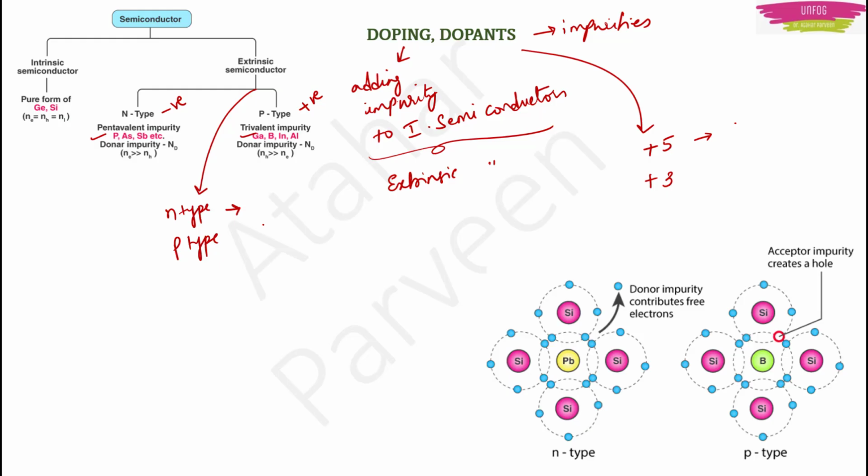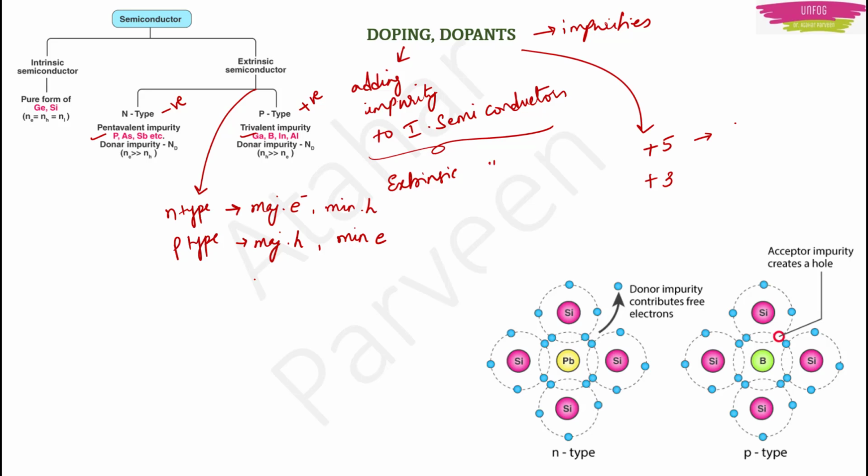In N-type, your majority charge carriers will be electrons. That's why we say they are negative type, N-type. Here majority charge carriers are electrons, so minority charge carriers will be holes. Then in P-type, the majority charge carriers will be holes, and minority charge carriers will be electrons. These are all 1 mark questions. You have to remember this.